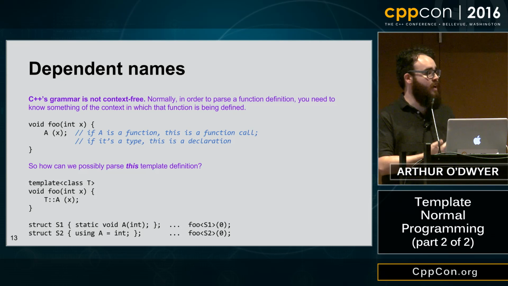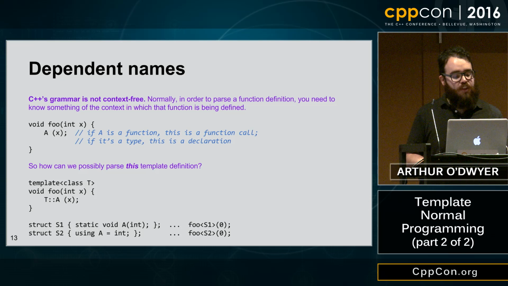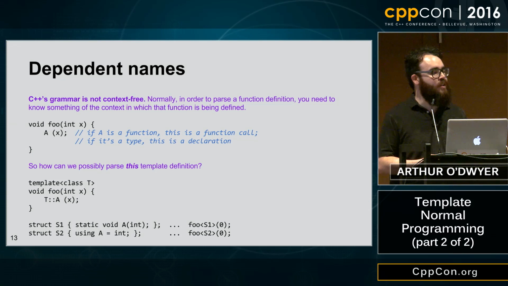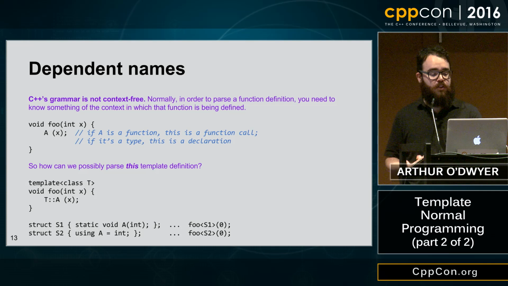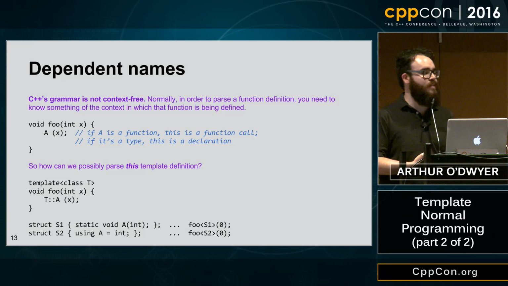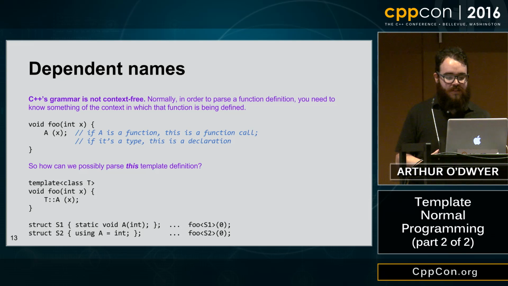So I need to know something about the context. What is A? And if the context ends up being dependent on a template parameter, where I don't know what that parameter is yet, T::A, I don't know what that is. That might be a function, it might be a type, it might be something else. Right?